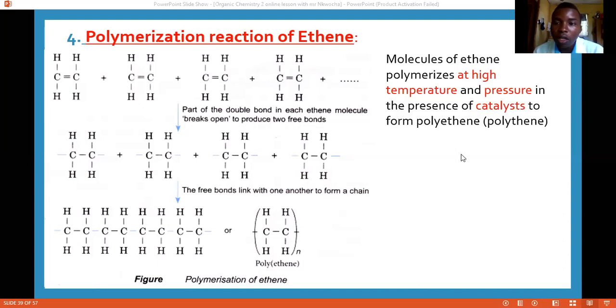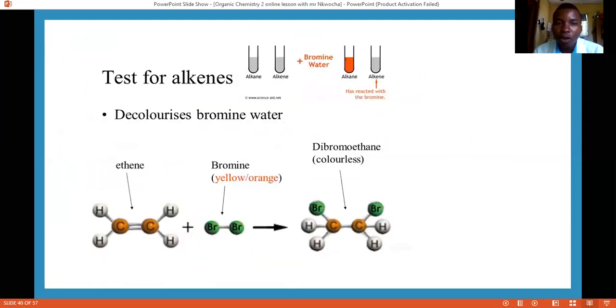Okay, then which other thing? Do I have another thing on this? Yes. Okay, this is just to distinguish between an alkane and an alkene. You use bromine water. If it is an alkane, you can see the bromine water is retained, the color is retained, but for an alkene, it has decolorized. It's no stress. You guys are the boss.